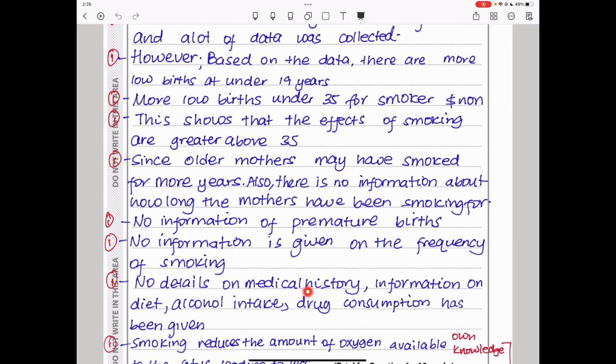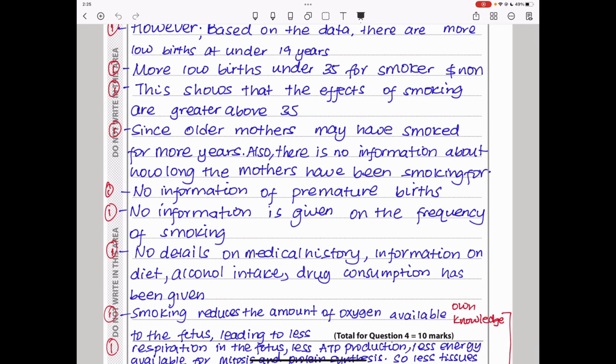Also, no detail on medical history, information on diet. They did not talk about diet, alcohol intake, drug consumption. Nothing else has been put in the data. So just solely saying that smoking is responsible for this could be an unfair statement. So we can say for some of these factors, that statement may not be valid. That statement is valid based on the data presented. However, when I use my own knowledge, I think it's not the only reason, so I have to ask questions and say there is no information showing me the frequency of smoking, no information about the premature births, there is no information about the medication or lifestyle these people are living.